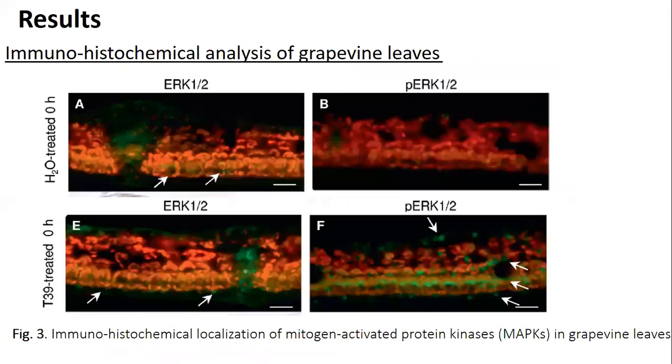This figure shows the results from immunohistochemical analysis. The phosphorylated mitogen-activated protein kinases were not detected in water-treated plants at 0 hour, as shown in figure B, while in T39 treated leaves, strong fluorescence of phosphorylated extracellular signal-regulated kinase 1 and 2 hybridization was detected in T39 treated plants at 0 hour. That reflects a direct mitogen-activated protein kinase activation before pathogen infection, as shown in figure F.